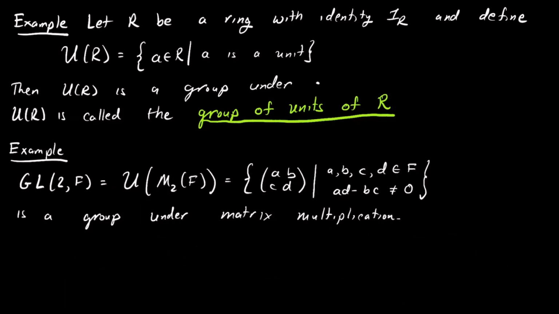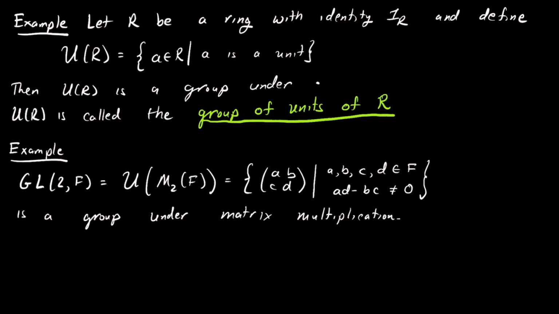So another interesting example of this is the group called GL2 of F. And GL2 of F is called the general linear group. And this is the group of units of M2 of F. So we're going to take all the 2 by 2 matrices whose entries, a, b, c, and d, come from F, whose determinant is non-zero. So these are the invertible 2 by 2 matrices. The theorem above, or the example above, tells us that this is a group under matrix multiplication.